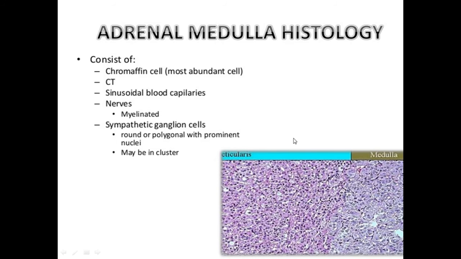So the medulla contains anastomosing cords of large epithelioid cells, because it is neuroectodermal in origin, so that's why they are called epithelioid cells. There is an abundant population of these chromaffin cells, with large diameter sinusoidal capillaries, and nerve and sympathetic ganglion cells may be present, and these sympathetic ganglionic cells are small, rounded, polygonal with prominent nuclei.